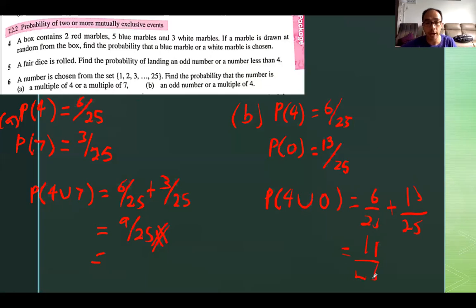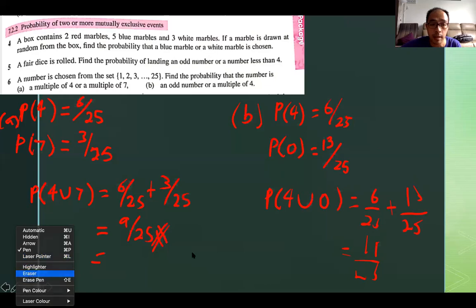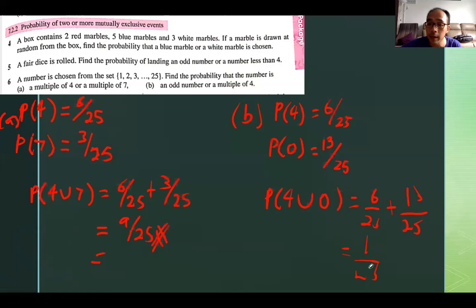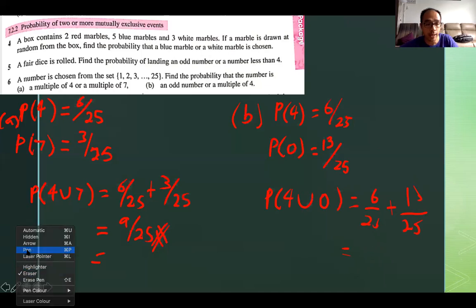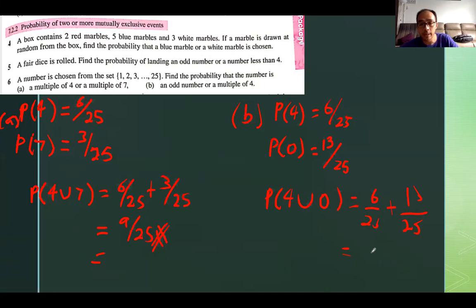Sorry, can it be, boleh dipermudahkan kah 19 over 25? Cannot. So that's the paling mudah sudah lah. Right. So answer is 19 over 25. Okay, that's your final answer.